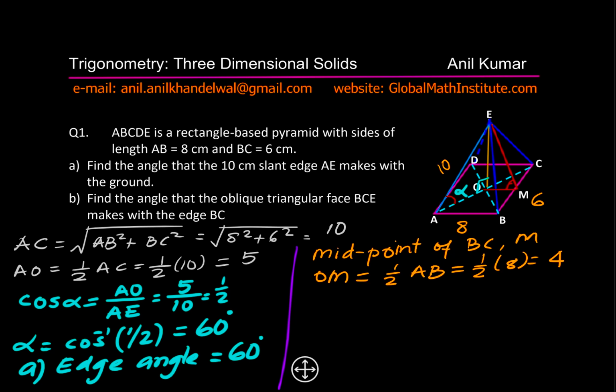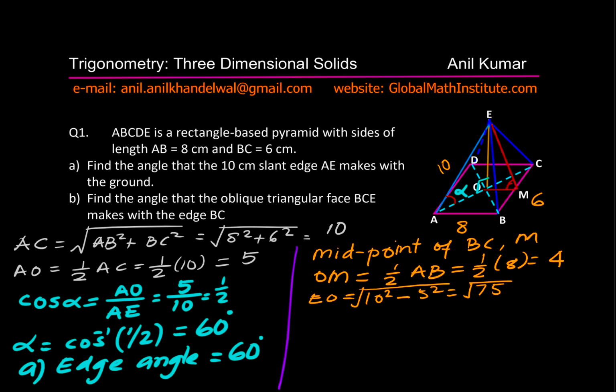So first, let us find the height of this pyramid. So E to O will be equal to, so triangle EOA is a right angle triangle. So it'll be square root of 10 square minus AO square. AO was 5, so square root of 10 square minus 5 square, which is square root of 75. So now we know EO also.